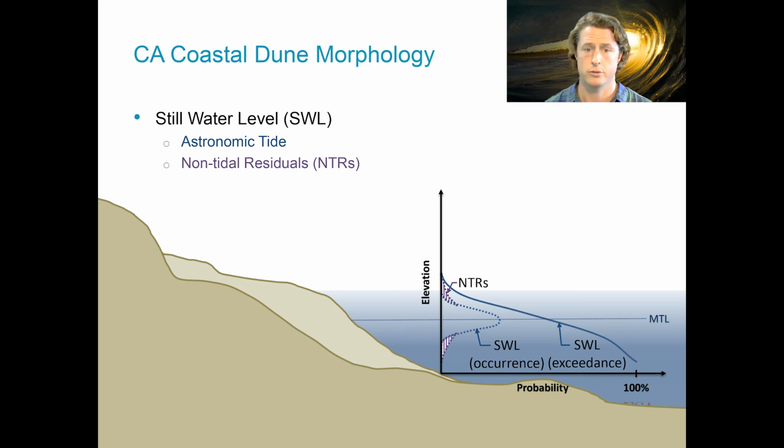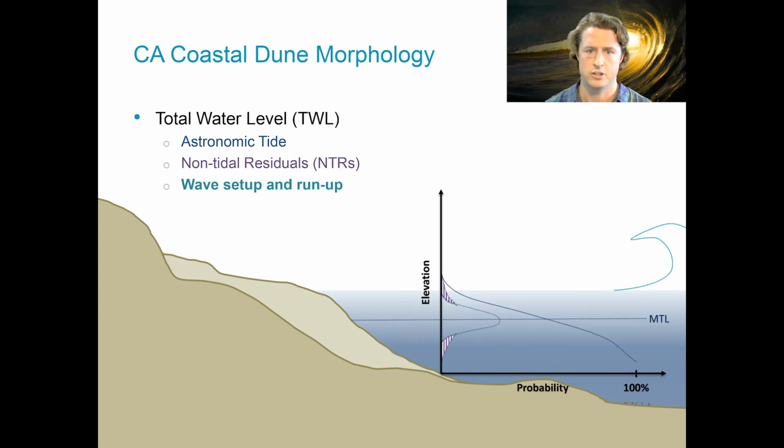The graph here shows the probability of still water levels at different elevations. The dashed line depicts still water level probability of occurrence within the normal tide range, including storm surge known as non-tidal residuals. The solid line shows the probability that the still water level is exceeded across that same tide range.